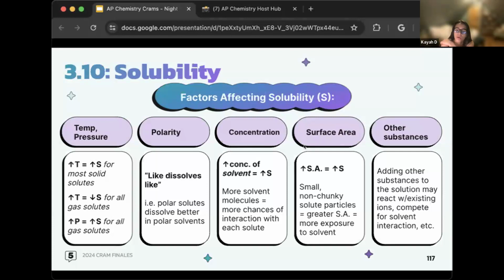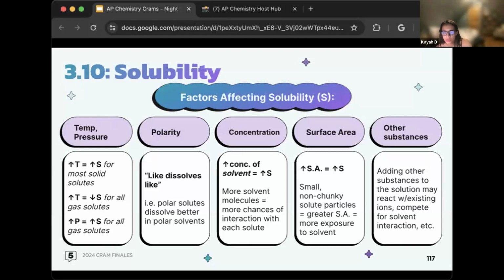Surface area also improves solubility, because the smaller and the less chunky the solute particles are, the greater surface area they have. For example, if I have a tablet versus a powder, right? The powder is able to cover more surface area than that solid rigid tablet. And this greater surface area allows more exposure to solvent.